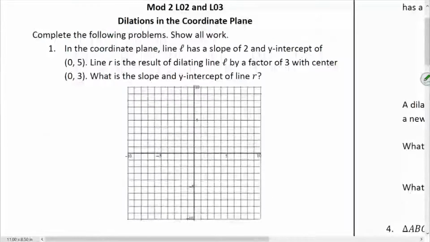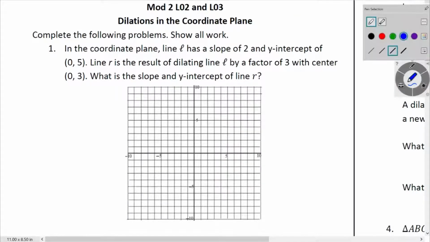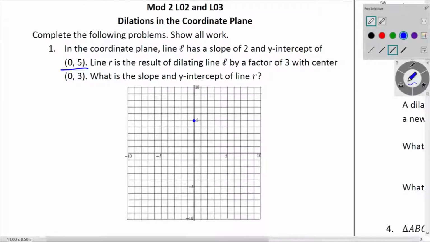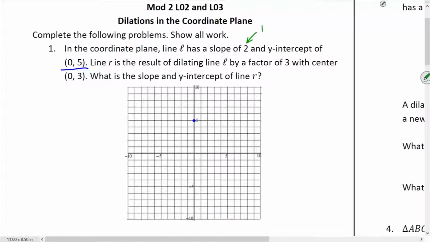Here are some questions that have appeared on released PARCC exams. Number 1: in the coordinate plane, line L has a slope of 2 and a y-intercept of (0, 5). Well, we just reviewed this. The y-intercept is (0, 5). That's right here. That's the y-intercept. And the slope, they just said, is 2, which I think of as 2 over 1.